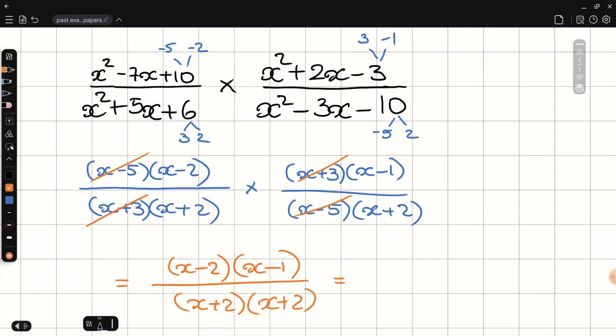Actually, if I want to simplify further, I can write it as x minus 2 times x minus 1 over x plus 2 all squared, because you can see the x plus 2 is repeated twice. If you take the expression and multiply it by itself, this is the same as squaring it.